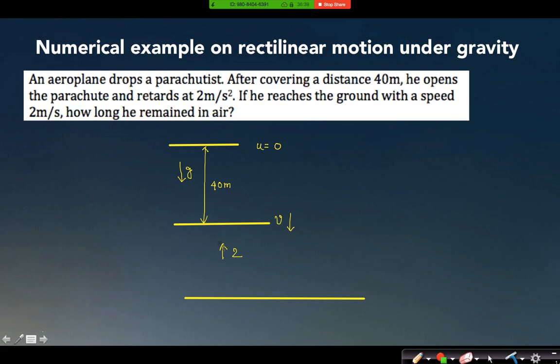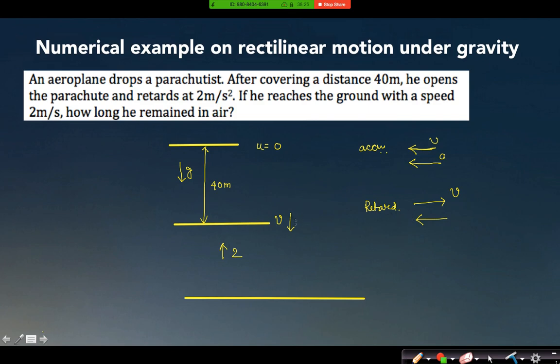Because it says that it retards. So retardation means opposite to the acceleration or opposite to the velocity. Right? You always remember this difference of acceleration and retardation. If velocity and acceleration both are in the same direction, then I can say it is acceleration, and if velocity and acceleration are in opposite directions, I can say it is retardation. That is the only basic difference between acceleration and retardation.